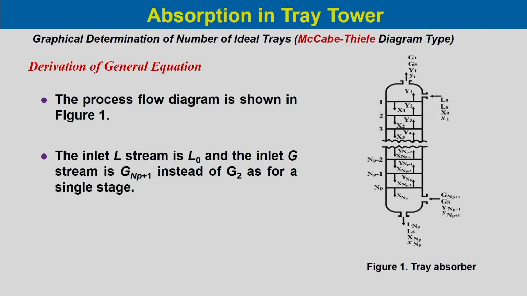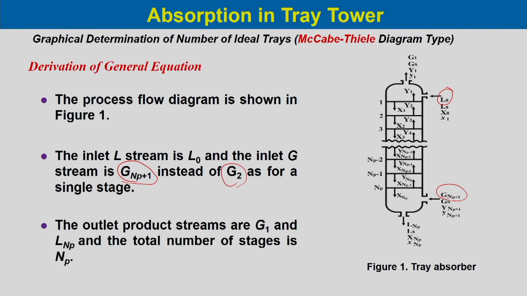Then for the derivation for this figure, we can write the inlet liquid stream as L naught and the inlet G stream as G n p plus 1. So, L naught and G n p plus 1 are the inlet conditions, instead of G 2 as in the single stage. So, the bottom we mentioned as position 2 and the top as position 1.